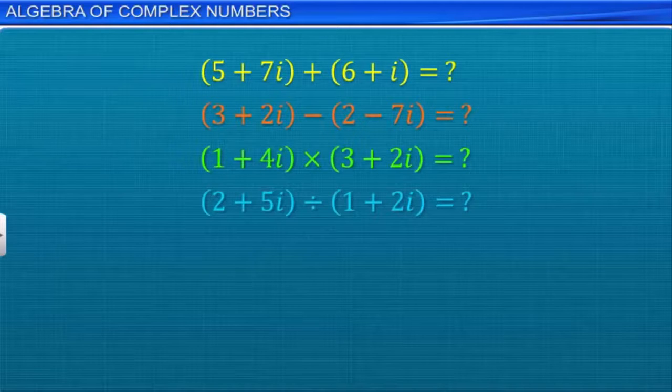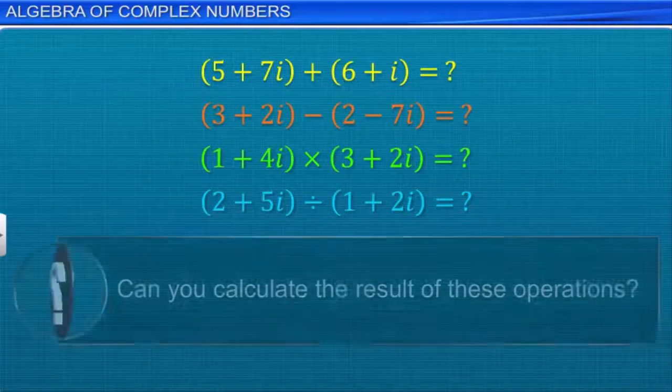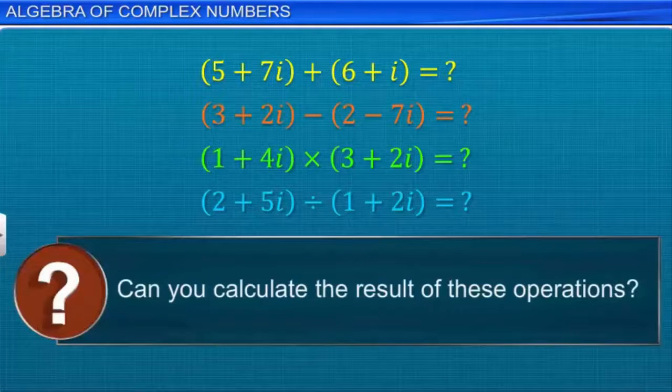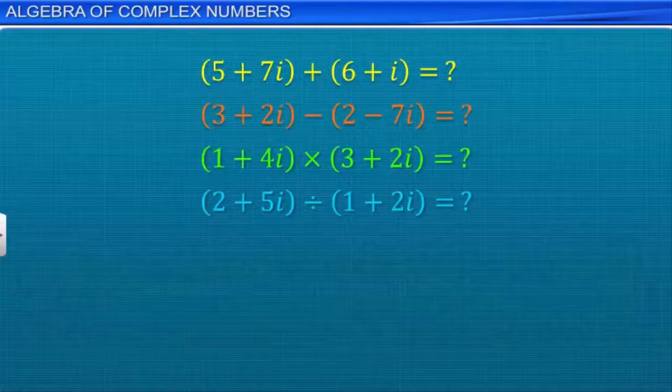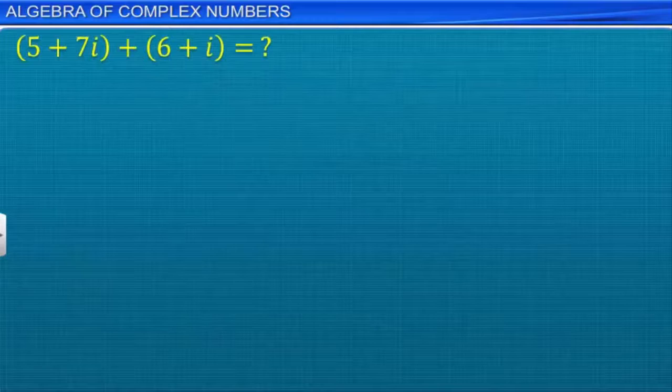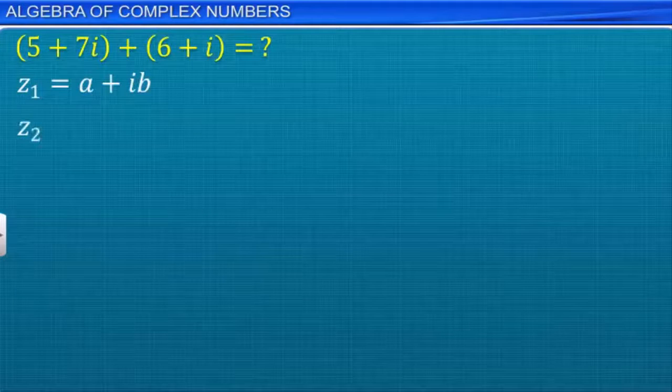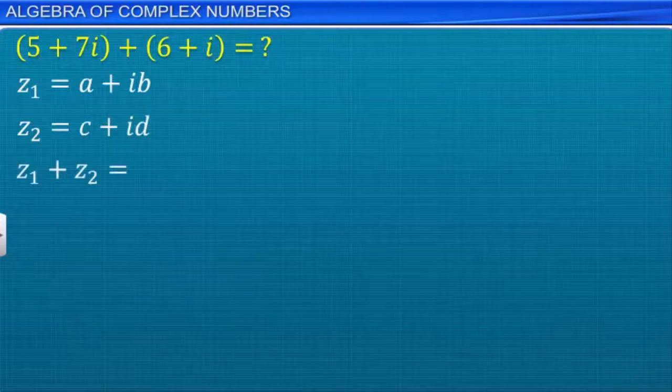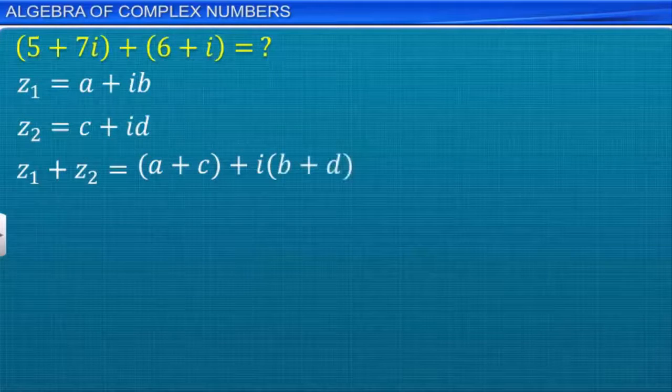Let's take a look at the mathematical operations on complex numbers. Can you calculate the result of these operations? Let's first begin with the addition of two complex numbers. Consider two complex numbers, z1 equal to a plus ib and z2 equal to c plus id. The sum of these two complex numbers is equal to a plus c plus i multiplied by b plus d.